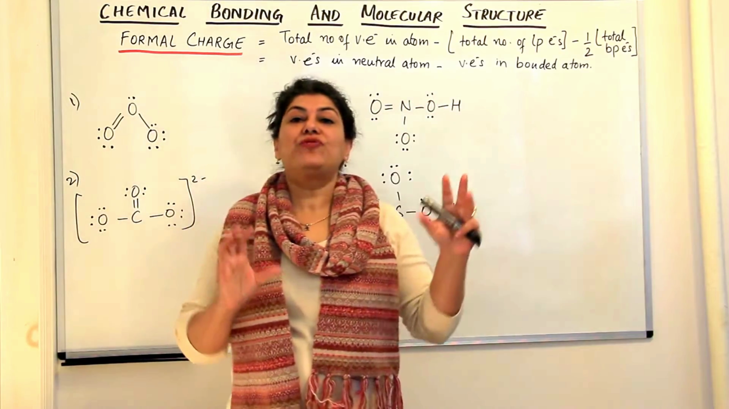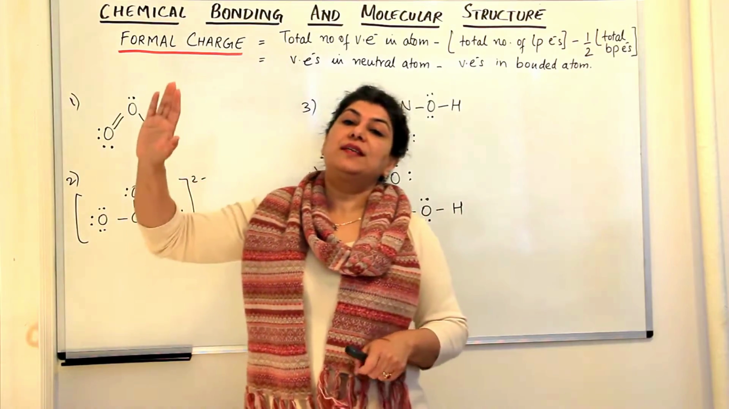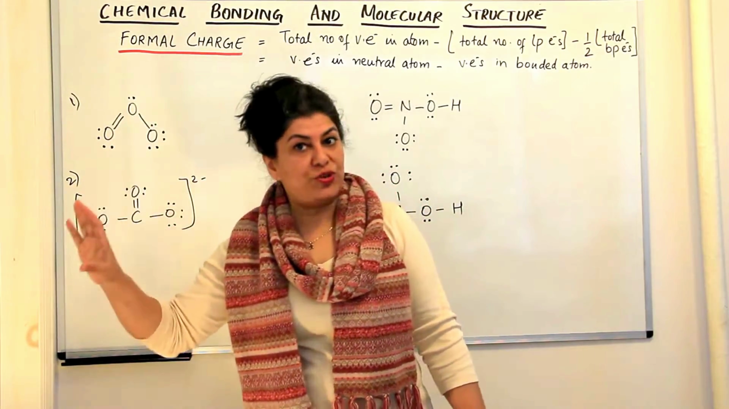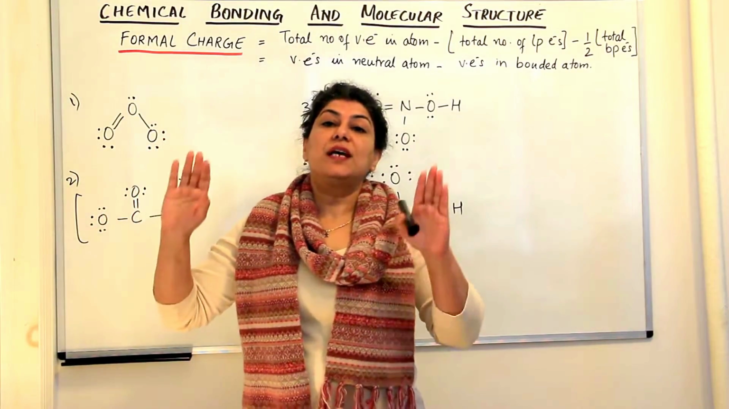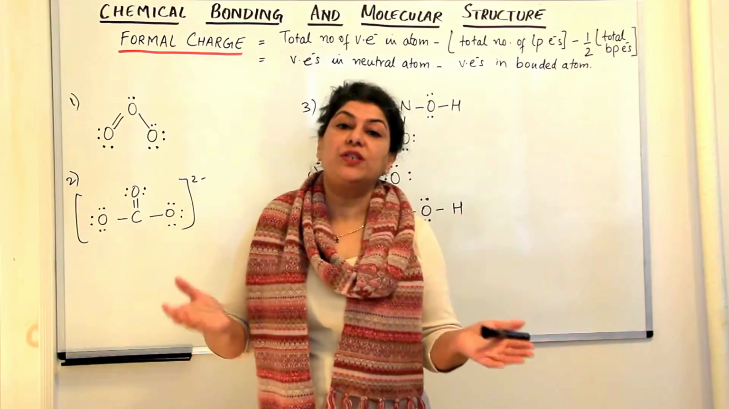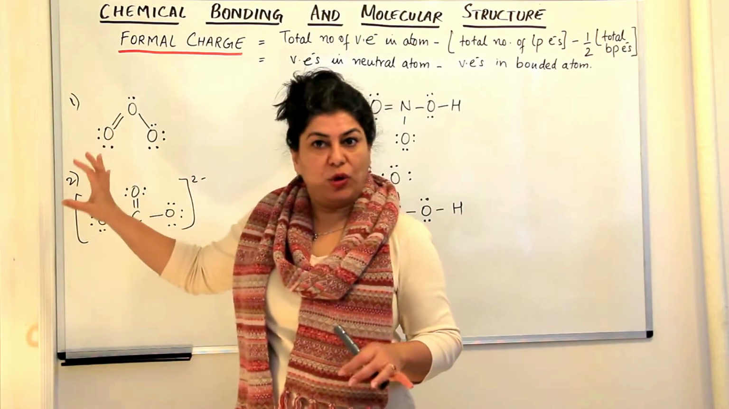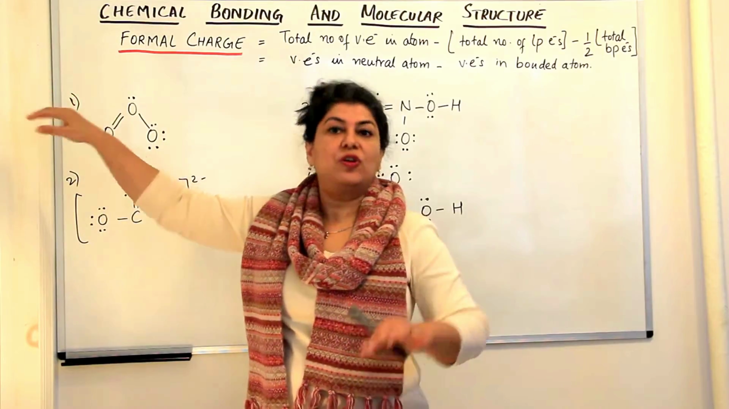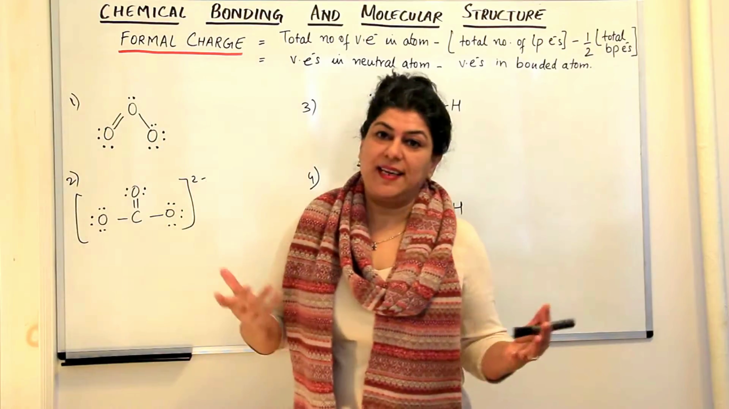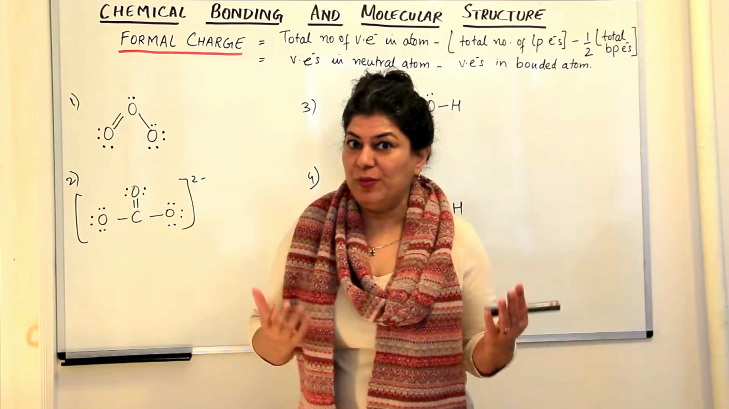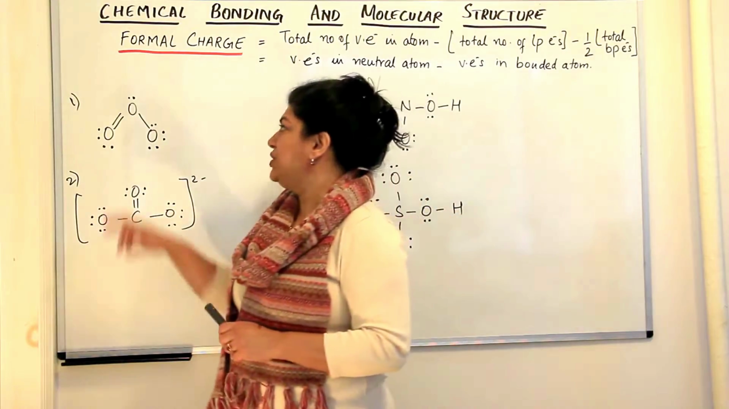Basically, what you're trying to find, the formal charge, is this: whatever is the number of valence electrons in a neutral atom, you have to subtract from that the number of electrons that the atom has in the bonded form. Whatever it had when it was not bonded, that number of valence electrons, minus the number of valence electrons that it has in the bonded state. So that gives you the formal charge. It's very easy to calculate. So let's see how we do this.